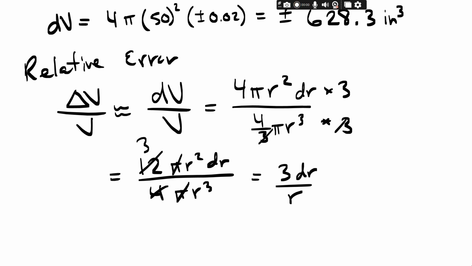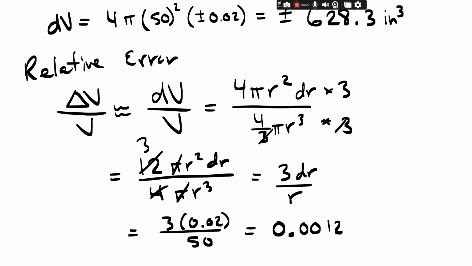Okay, let's plug in what we know. What are we plugging in for dr? 0.02. Yeah, and r, 50. You got it. Okay, so 3 times this guy divided by 50. What do we got for that answer? 0.0012. Interesting. Okay, that is relative error. So what I want now is a percent. What's my percentage of error?